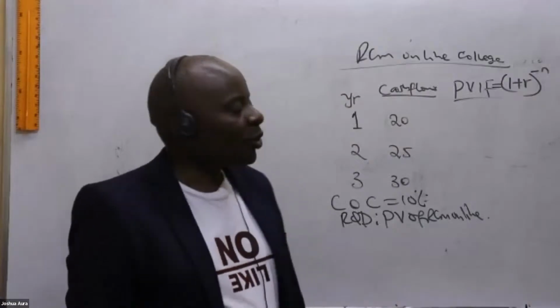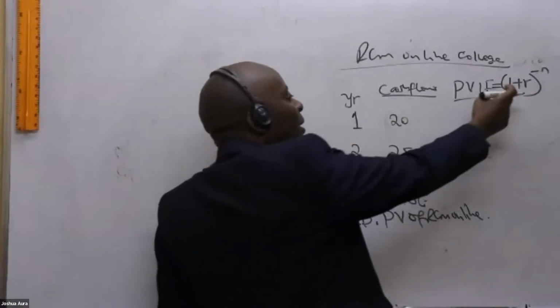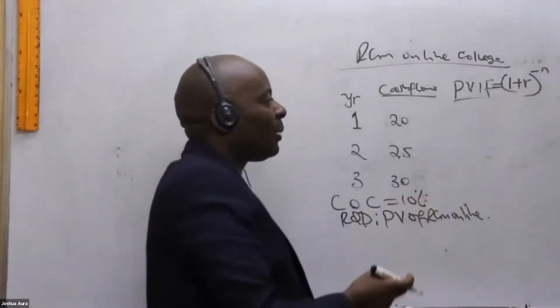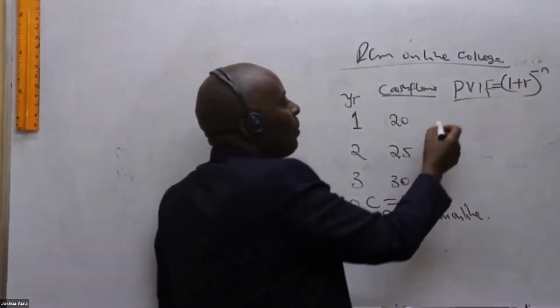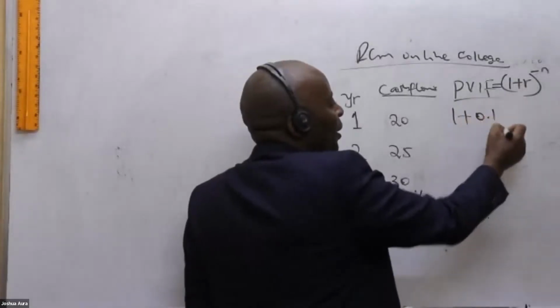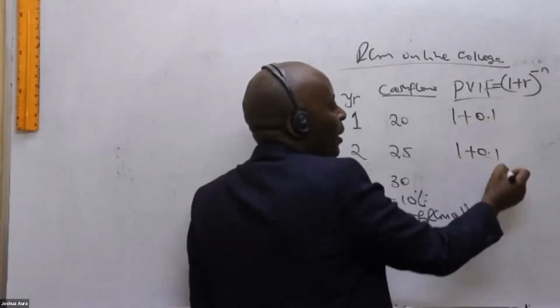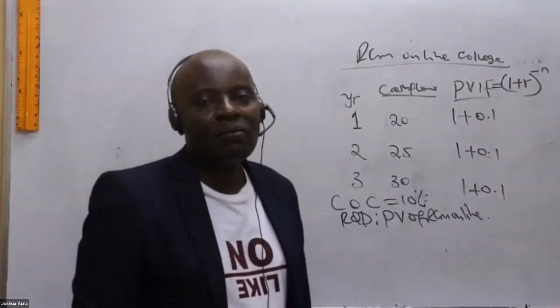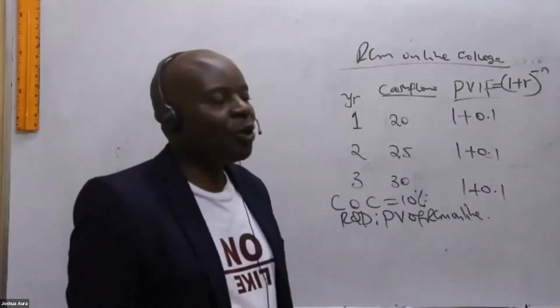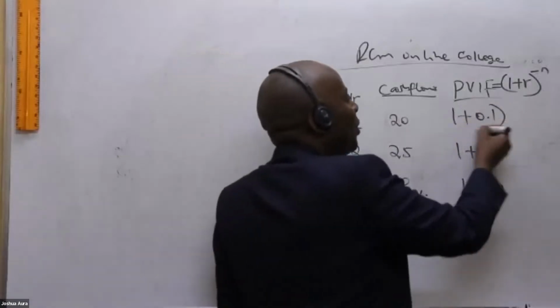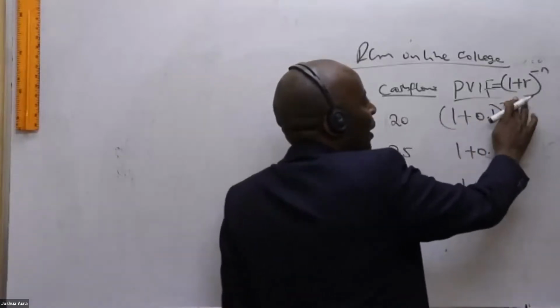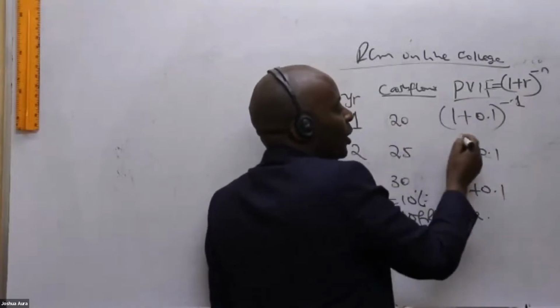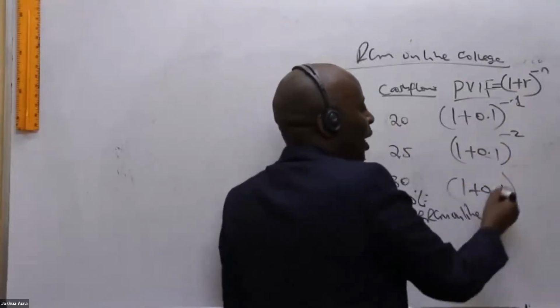All right. So then very fast, remember R is the required return, the cost of capital. So what you're telling me is to come and say 1 plus 10%. 10% is the same as 0.1. So please go ahead and raise this to -1. N is the time. This becomes -2. This becomes -3.